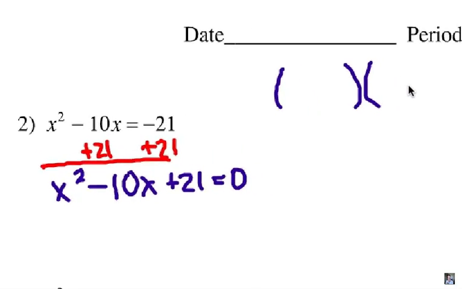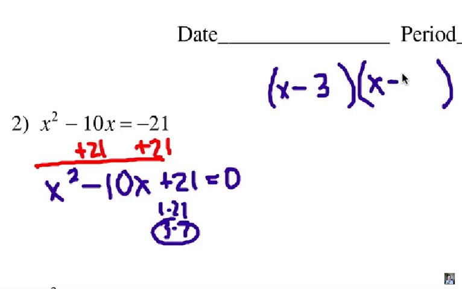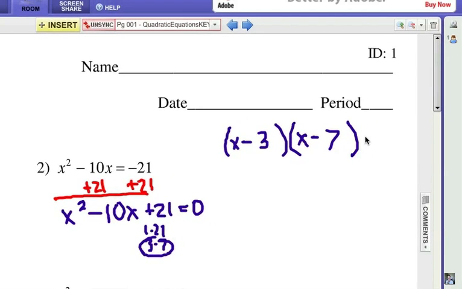We want to look for factors of 21 that would add to a negative 10. Notice it's a positive 21, so we're going to have either 1 times 21 or 3 times 7. And I'm going to choose 3 times 7 because those would add up to 10. It happens, though, that they're both going to be negative. So x minus 3, x minus 7. Okay, now that equals 0, of course.